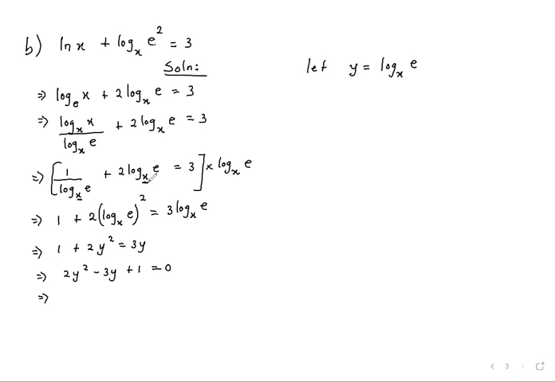Now that we have a quadratic with factors, the product is 2 and the sum is -3. So the factors will be -2 and -1. So we get 2y minus 1, y minus 1 is 0. So we have y is equal to 1 or y is equal to half.